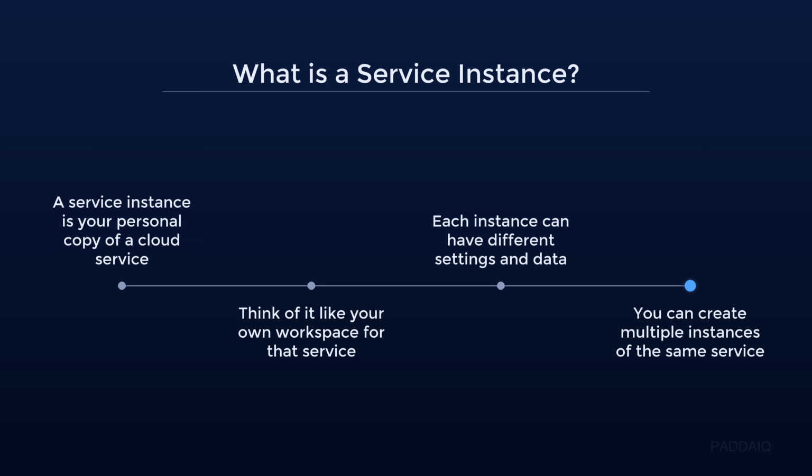You can create multiple instances of the same service. This means you can provision the same service type several times, each as a separate, independent unit. For example, you could create two separate SAP HANA Cloud instances for different development and production databases. This flexibility allows you to manage resources and access for various projects or teams efficiently.